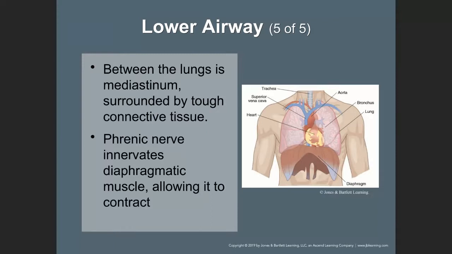Between the lungs is the mediastinum, which is a very important space. It is surrounded by tough connective tissues. The phrenic nerve innervates the diaphragmatic muscle, allowing it to contract. So the phrenic nerve controls the diaphragm, and it originates between C3 and C5, cervical vertebrae number 3 and 5. Between C3 and C5 keeps the diaphragm alive.